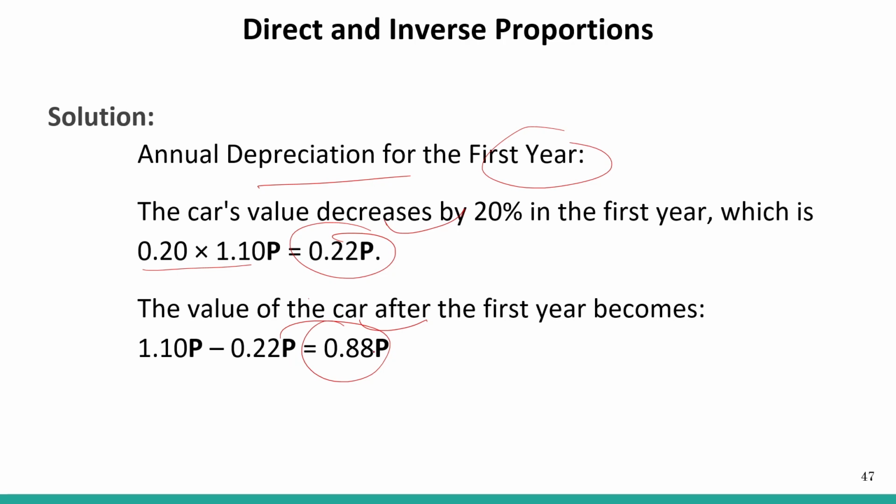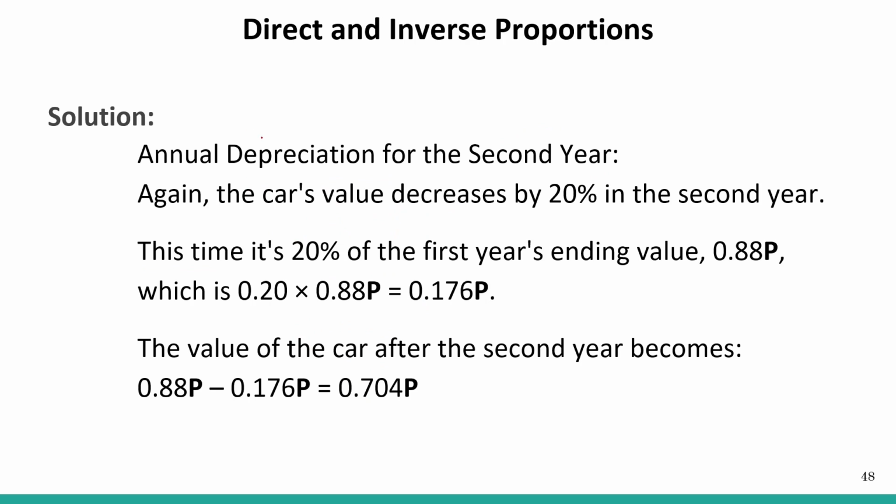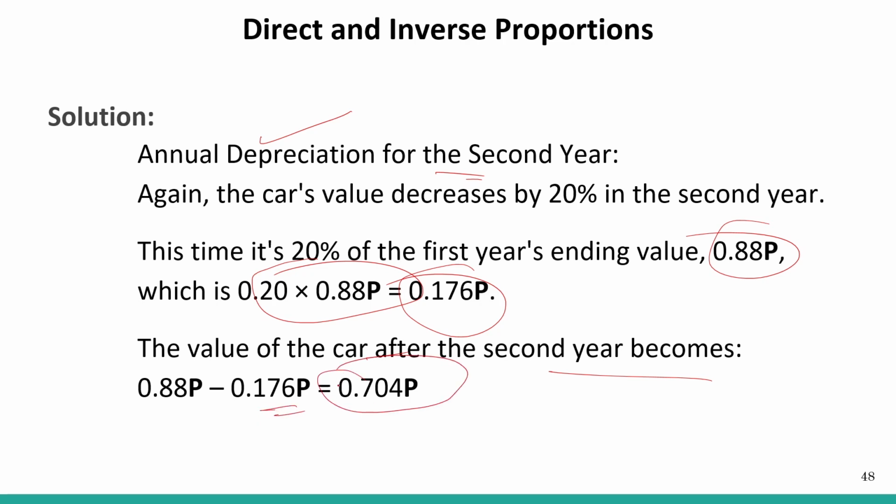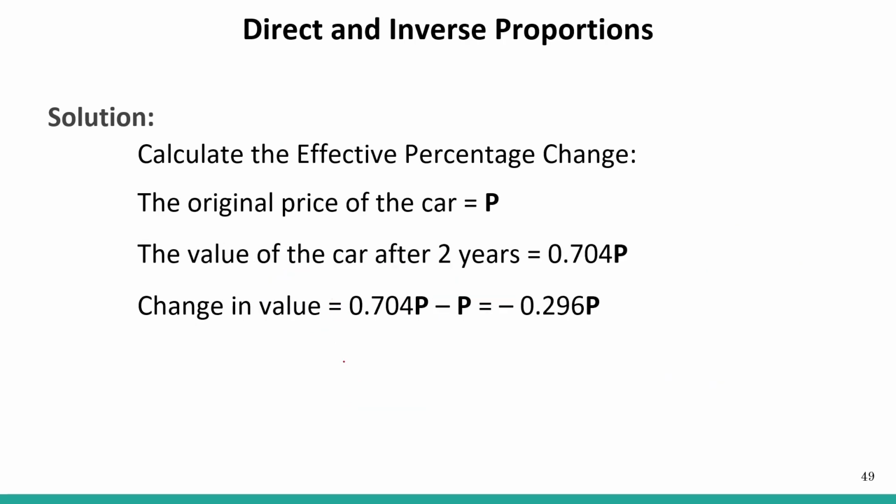So if the customer wants to sell the car, he will be getting this much back. So the annual depreciation for the second year will be what? 20%. So 20% of the first year's ending value, that is 0.2 into 0.88P, which is equal to 0.176P. So the price of the car after the second year becomes 0.88P minus 0.176P, which is equal to 0.704P.